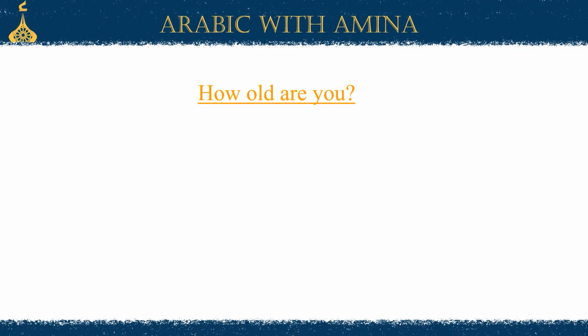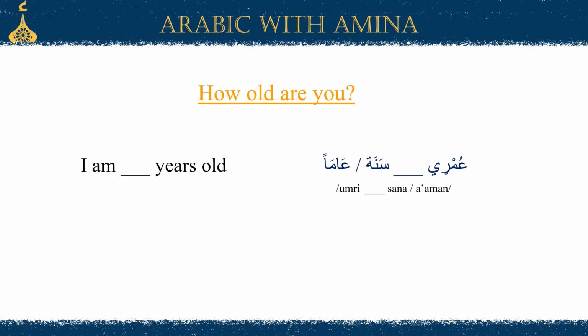Third off, we're going to say how old we are. Fill in the blank with the number of your age. If you're not familiar with the Arabic numbers, check out our video on that topic. We can say umri blank sana, or we can say umri blank aman. Both sana and aman are years.